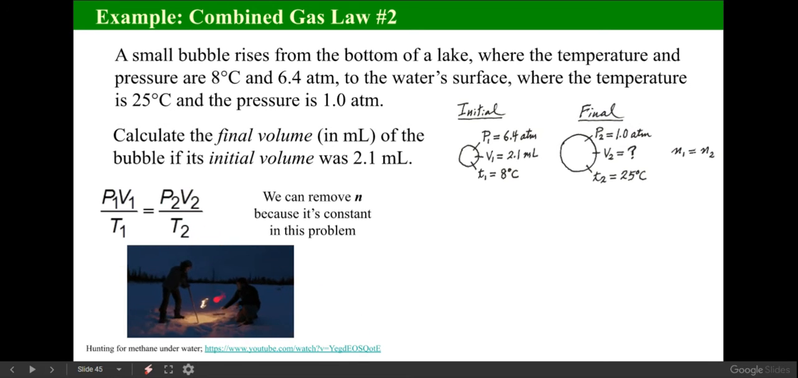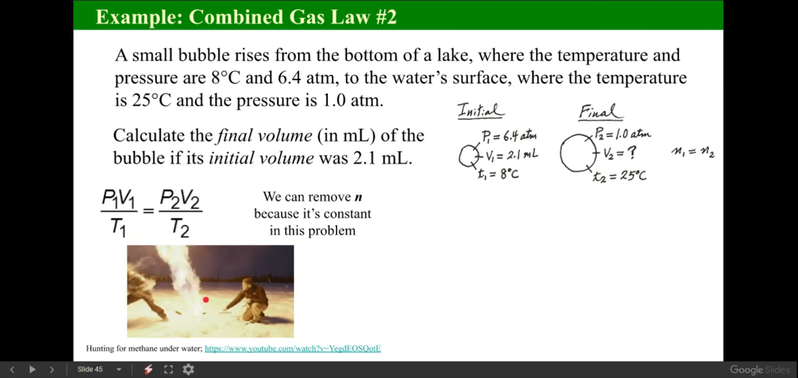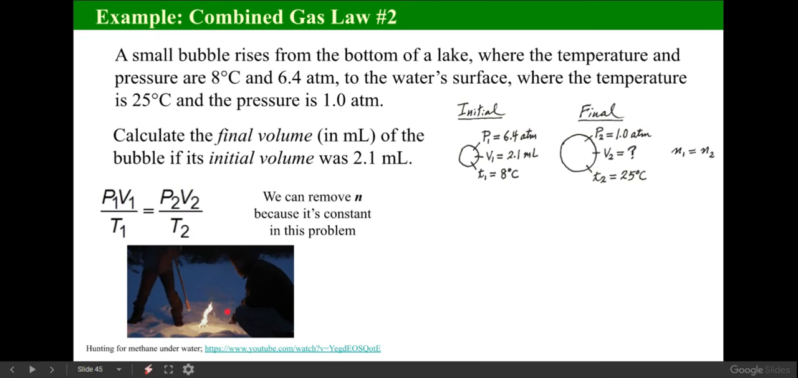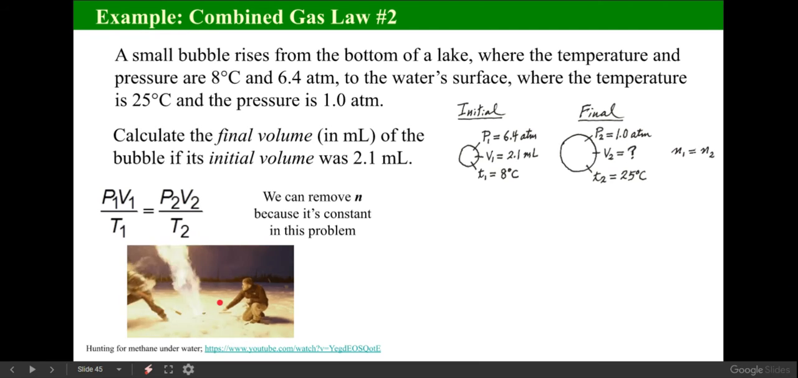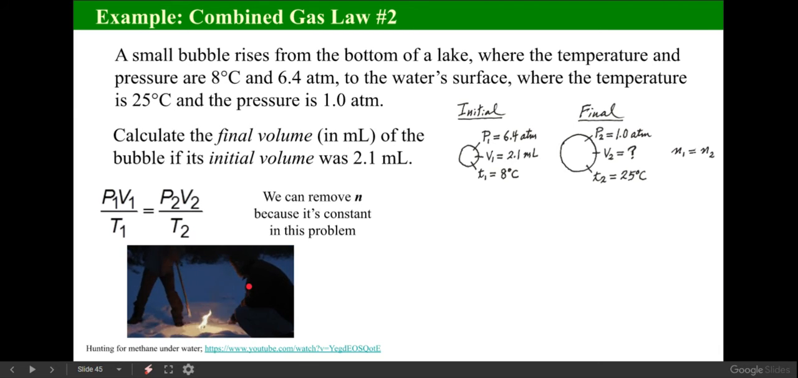Here's a video that explains what's going on here. Essentially, certain lakes, this one's in Russia, there's methane that bubbles up from underneath the lake, but it gets trapped underneath the ice. And so you get these pockets of methane gas that you can free and then ignite for what looks like a lot of fun.